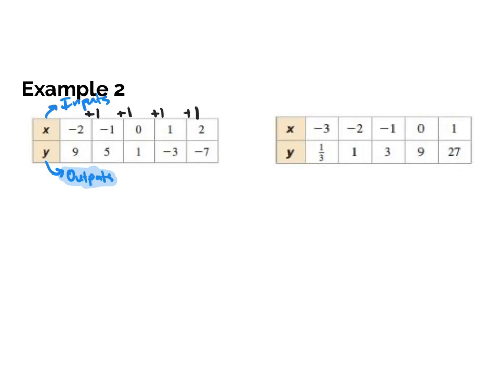So my outputs, I have 9, 5, 1, -3, and -7. So my goal is to try and figure out what is the pattern going on between those numbers. I will notice here that from 9 to 5 means it goes down 4. 5 to 1, it goes down 4. 1 to -3 goes down 4. And same thing for the last 2 points, it goes down 4. So notice how it's going down 4 every single time. So it has a constant rate of change. Because that rate of change is constant, that is going to make this function linear.